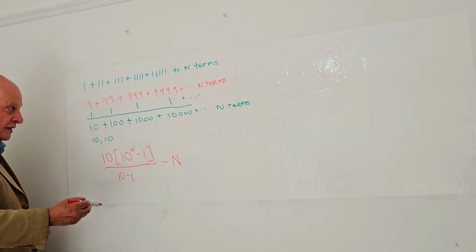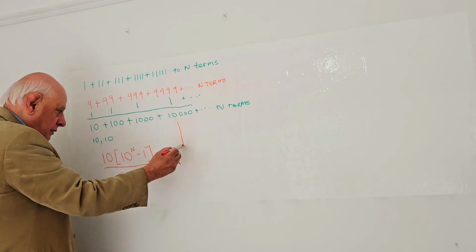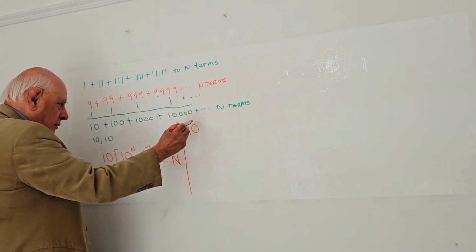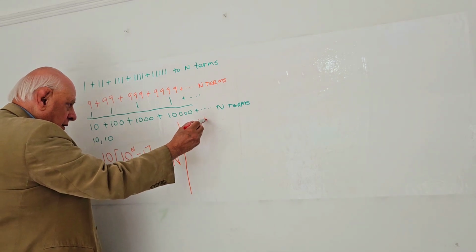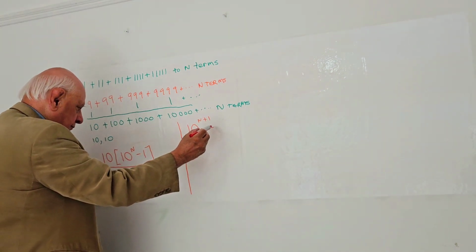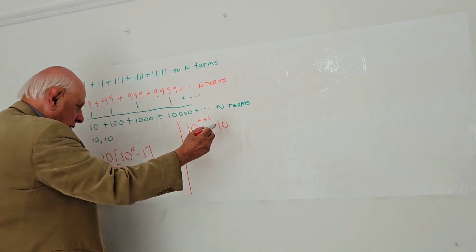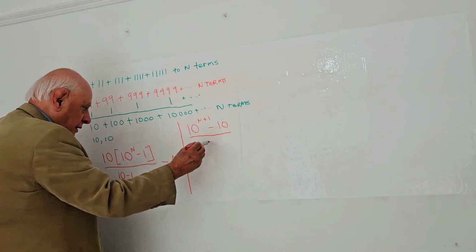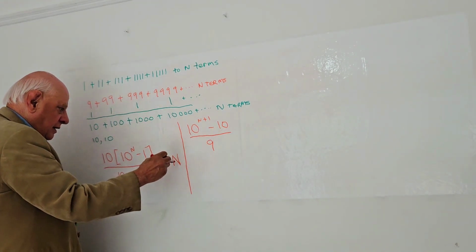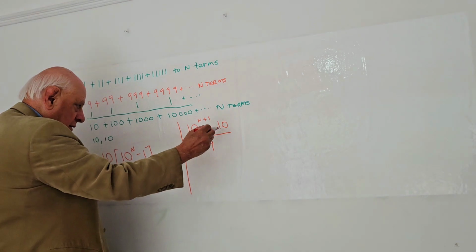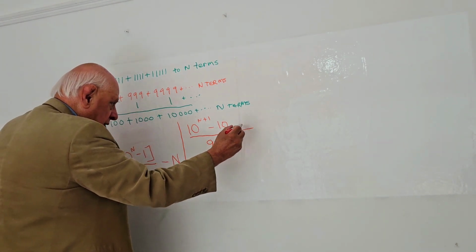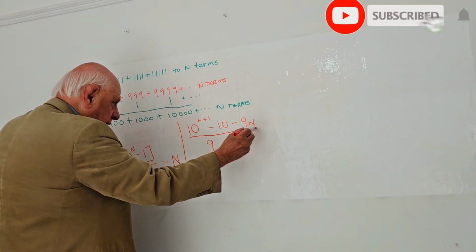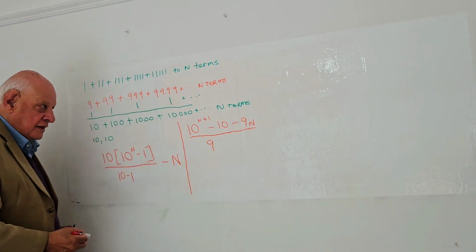And so simplifying that, what do we get? We get 10 to the power n plus 1 minus 10, and the bottom will be just 9. And if I include this particular n as part of that fraction, it becomes 9n. And that, my friends, is it.